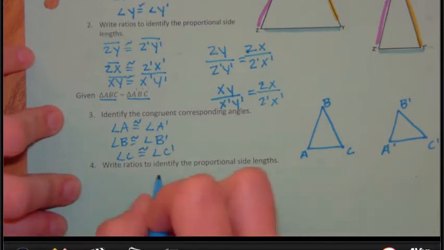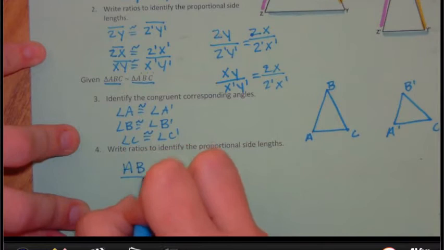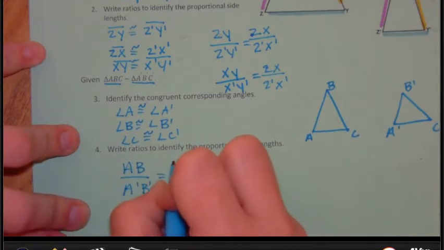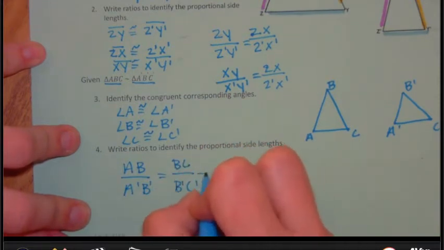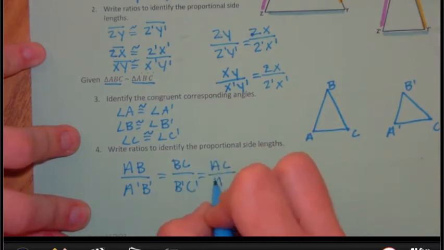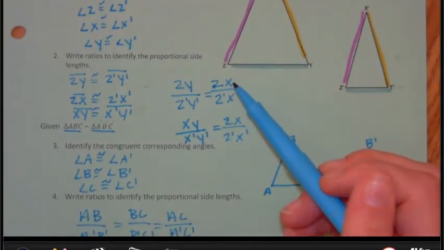Okay? Now, write ratios to identify the proportional side lengths. I would have A over B is equal to A prime over B prime, set equal to B over C is equal to B prime over C prime. And then you can even do this, and I'm going to show you why this makes sense. A over C is equal to A prime over C prime. And the reason why I do this is this.